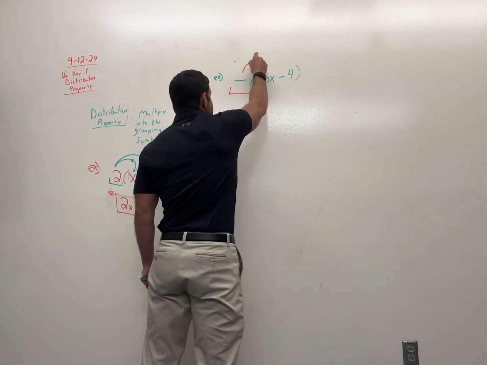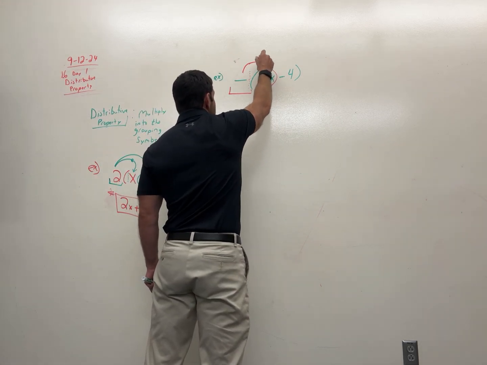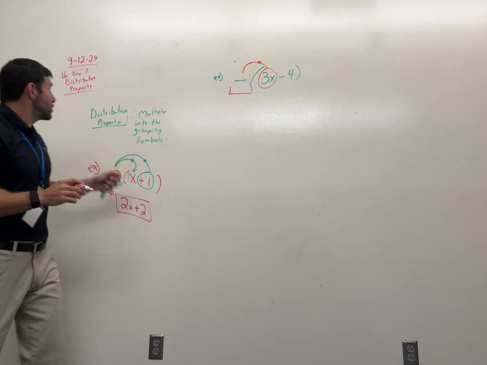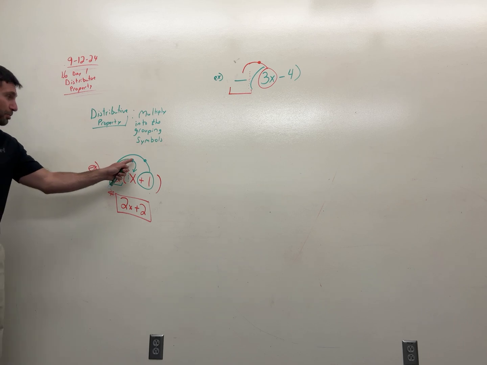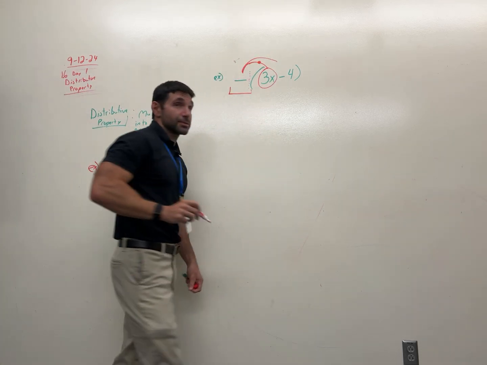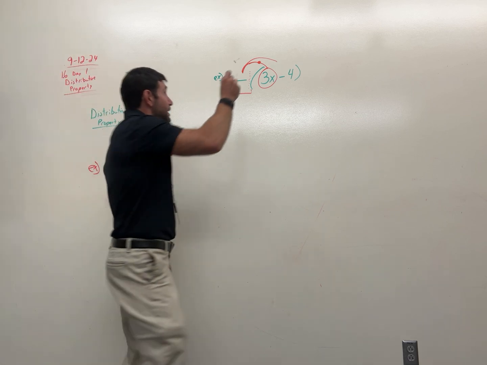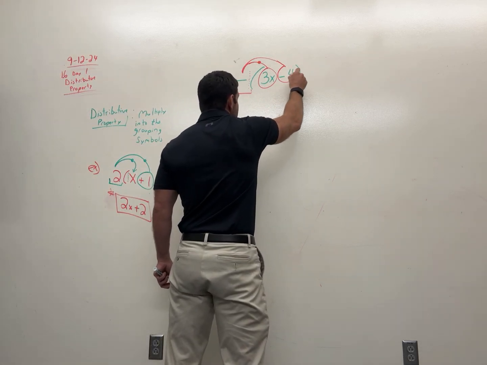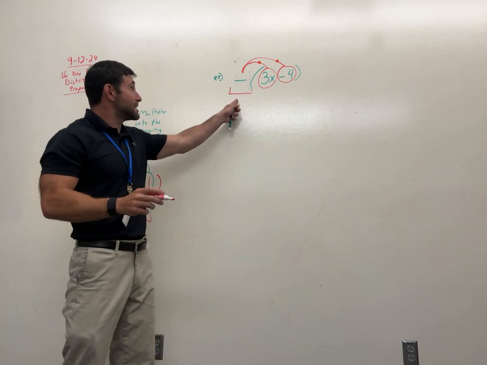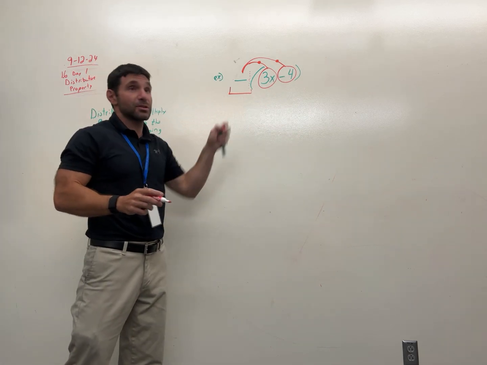Negative 1 to what? What 2 things am I taking it to? Negative 1 times 3x. Now look how I'm doing this. Am I telling you you have to do this? No, but it shows I'm multiplying to here. I'm multiplying to what else? The negative 4. And I put a dot so I know it's multiplication. What's negative 1 times 3?